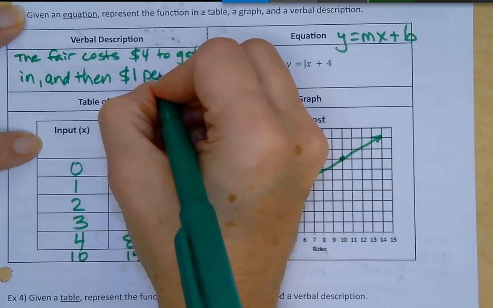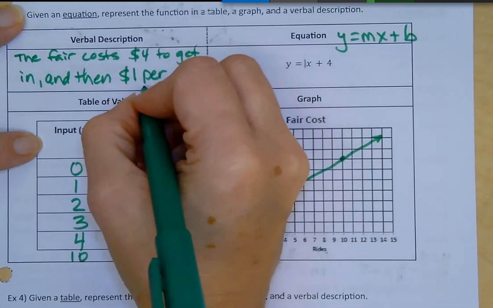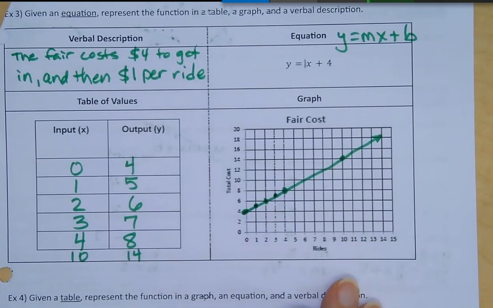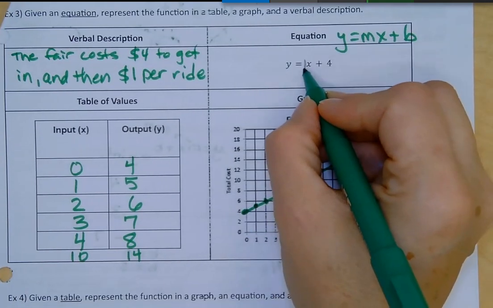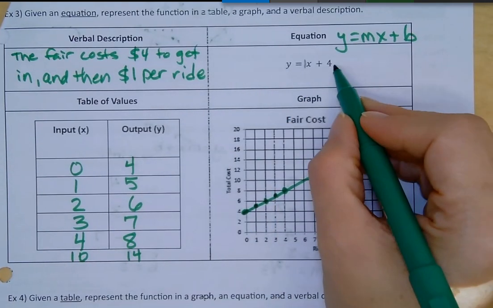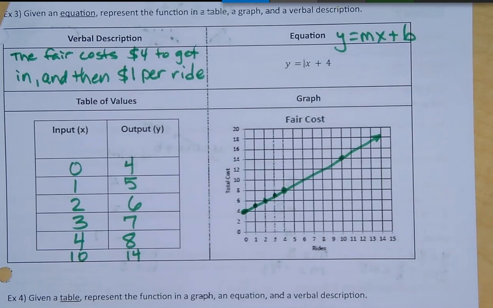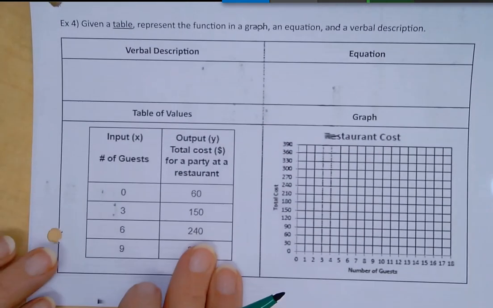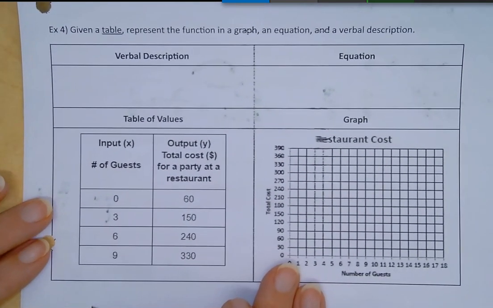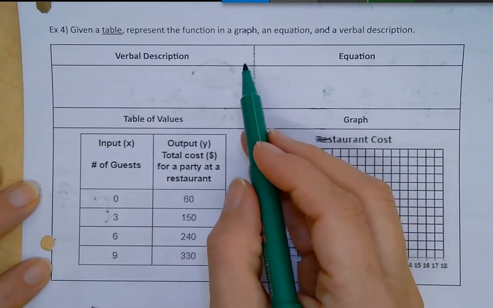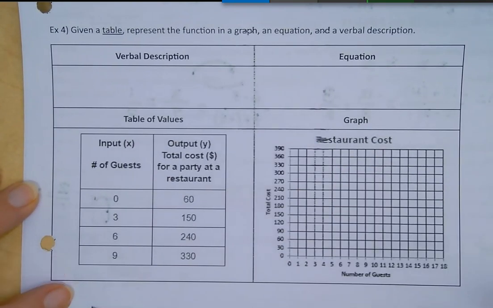$1 per ride. So I'm saying $1 per ride, so I know 1 is my slope or my rate, and I double check, and sure enough, I have 1 as my rate. And $4 is my flat fee. All right, so our last example right here, we are given a table, and we're going to represent the function in a graph, or an equation, or a verbal description given this table.